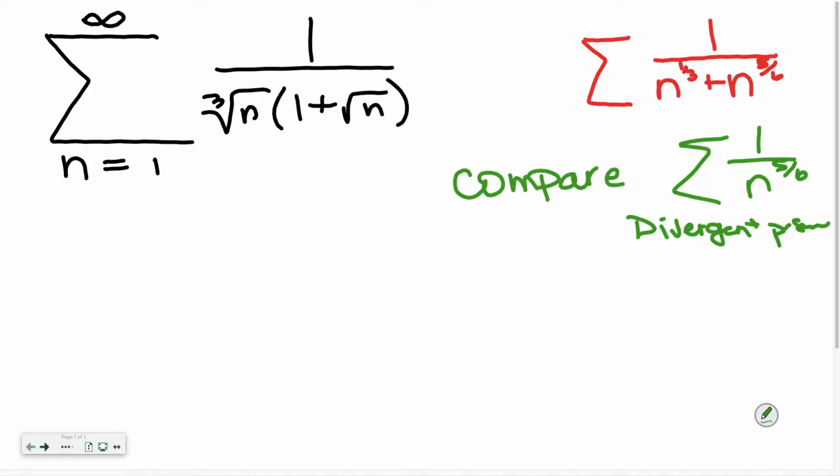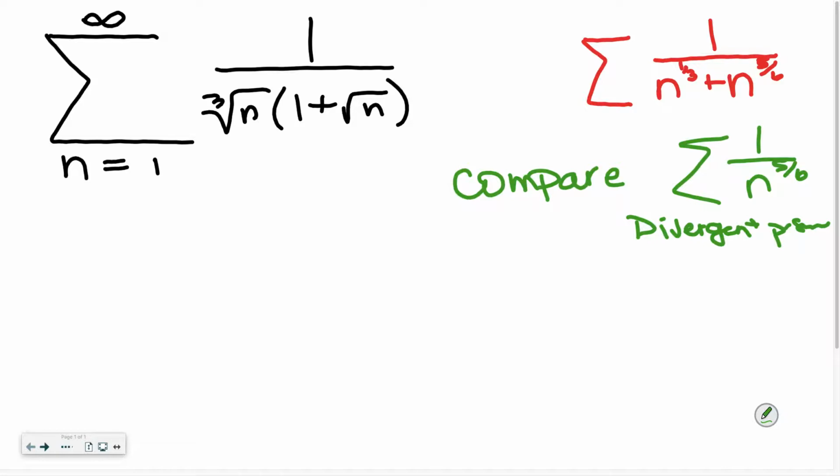We haven't really even decided which comparison test we were gonna do, but we know we can compare it to 1 over n to the 5/6. If we do the limit comparison test, this will be great. If we want to save time and do the direct comparison test, since this is divergent, it needs to be smaller than our original, but that is not the case. Okay. So we have to go forward with limit comparison.